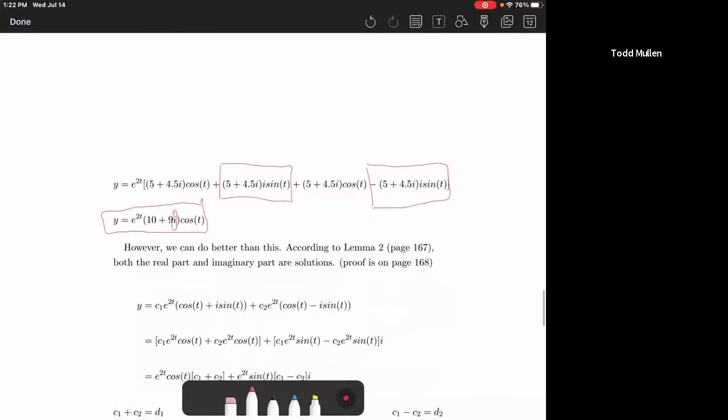So this effort was all mathematically correct, but we just didn't succeed in what we were trying to do. So that's why we say, however, we can do better than this. According to Lemma 2, this is on page 167, both the real part and the imaginary part are themselves solutions. And the proof of that is on page 168, if you would like to read up.